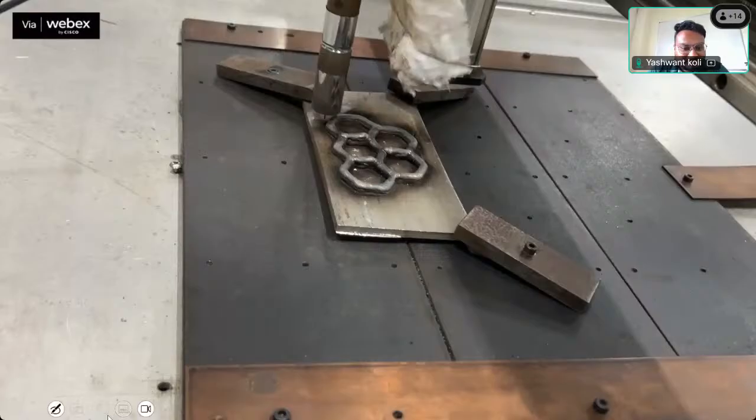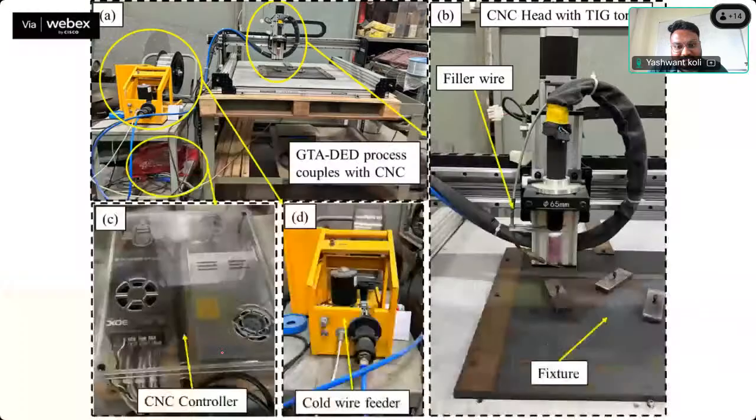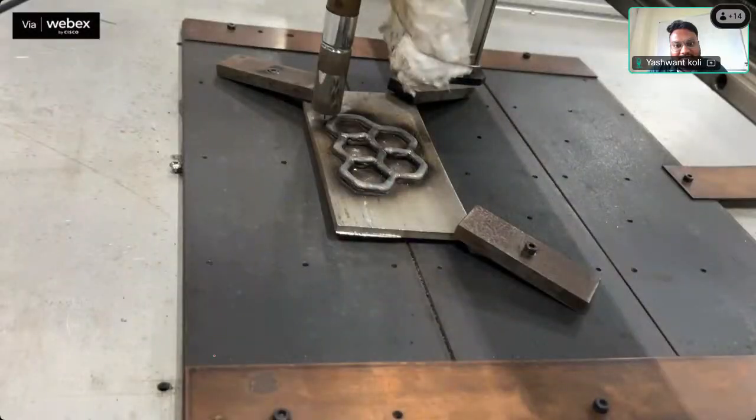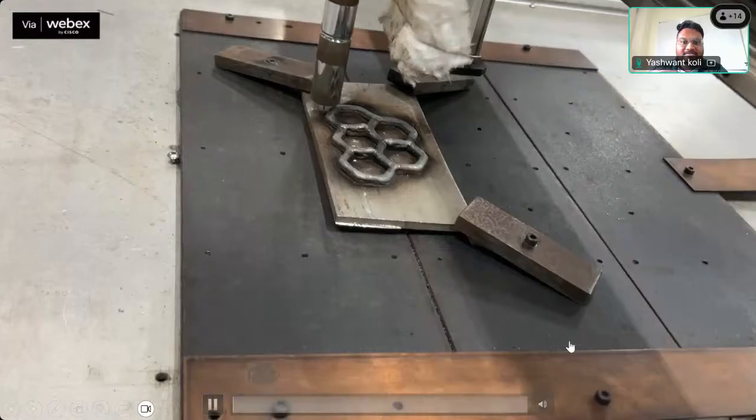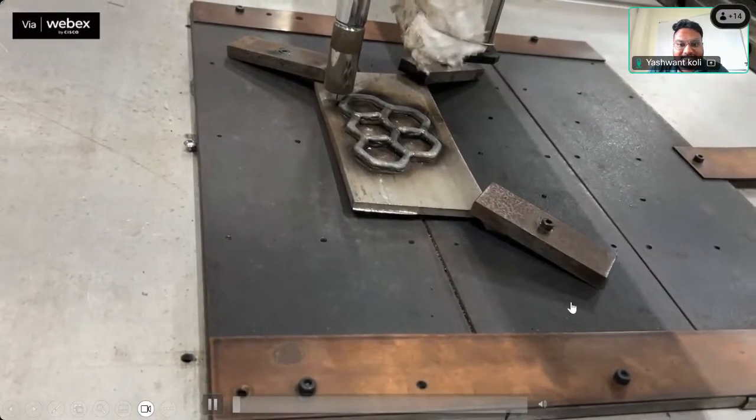So this is the hexagon process we have, you can see. One second, it's now starting. You can see the video.